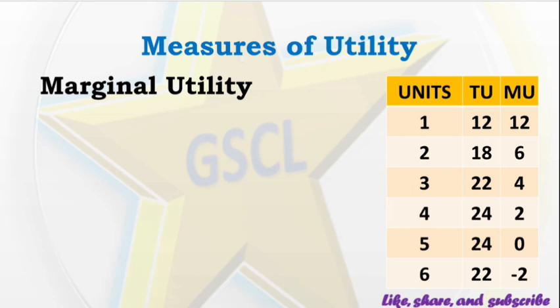After consuming the fourth unit of mangoes, the consumer is experiencing 24 utils of satisfaction. 22 plus 2 is 24. Hence, there are 2 additional utils of satisfaction. After consuming the fifth unit of mangoes, the consumer is again experiencing the same 24 utils of satisfaction. Hence, there are 0 additional utils of satisfaction.